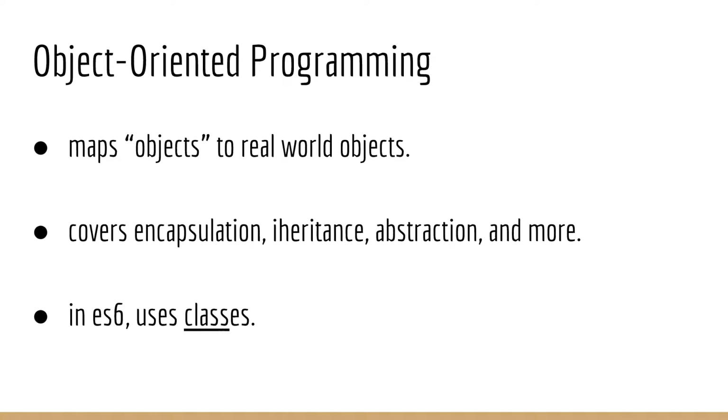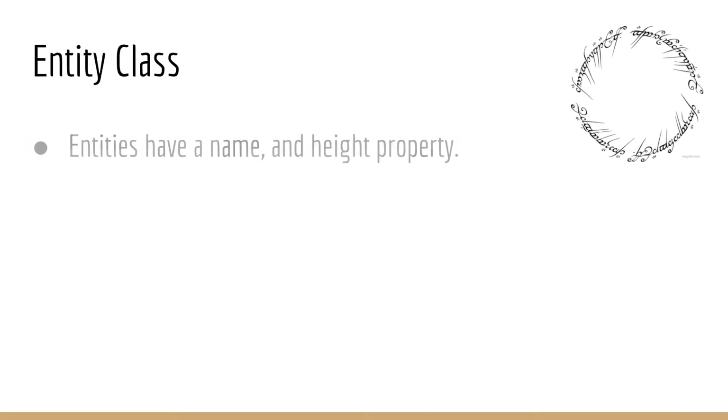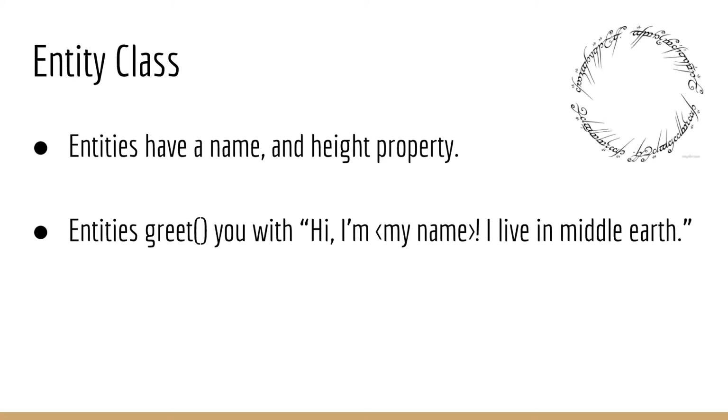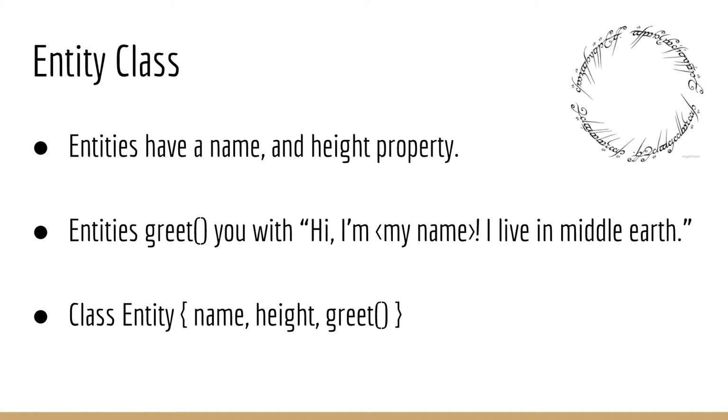And let's go with a theme that has appeared before in this course, Lord of the Rings. Now, all sorts of entities live in Middle-earth, so at the very base, I want an entity class. And let's say all entities have a name and height property. Also, each entity has a certain greet method called greeting, which by default just says, "Hi, I'm blank, I live in Middle-earth." So this class entity has three properties now: the name, height, and its own greet method. Note that this isn't valid JavaScript, just some pseudocode to get the idea across.